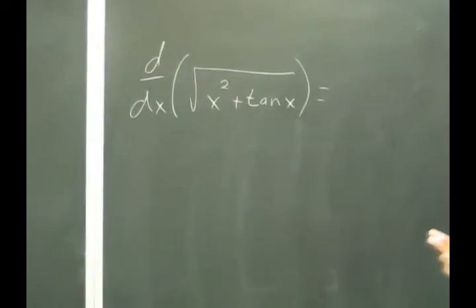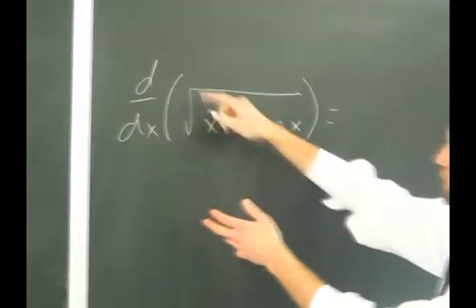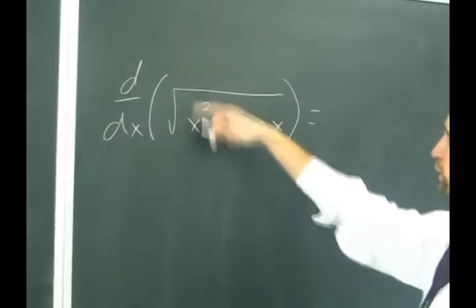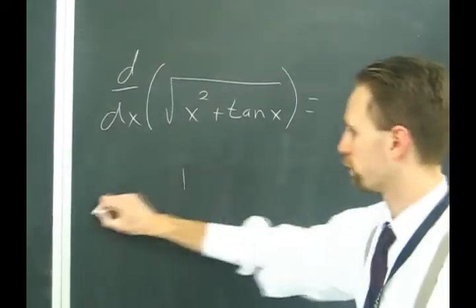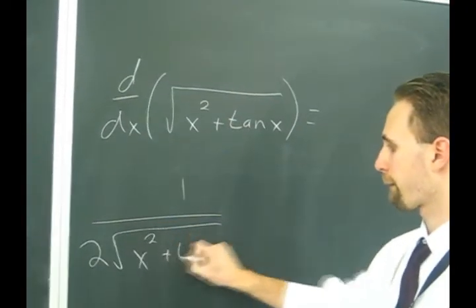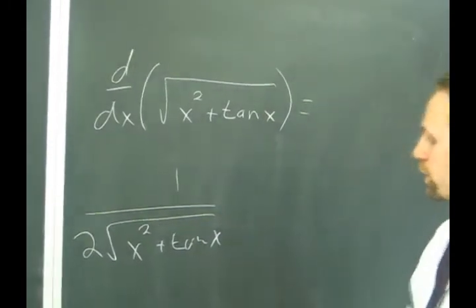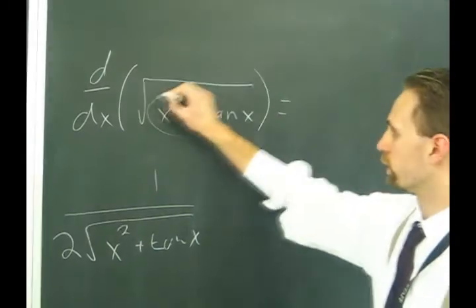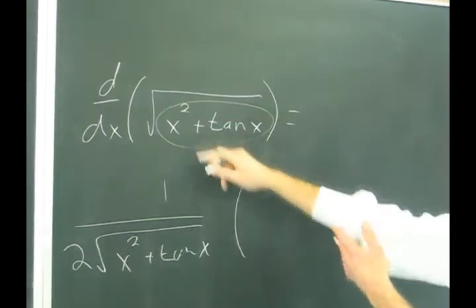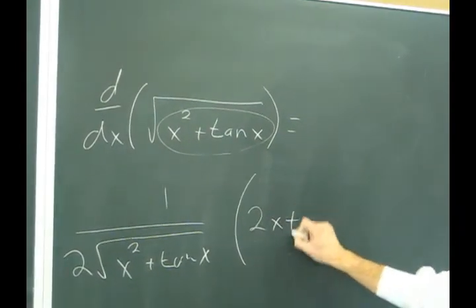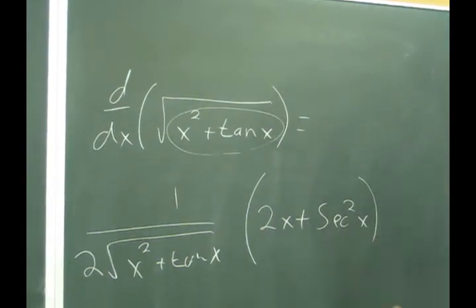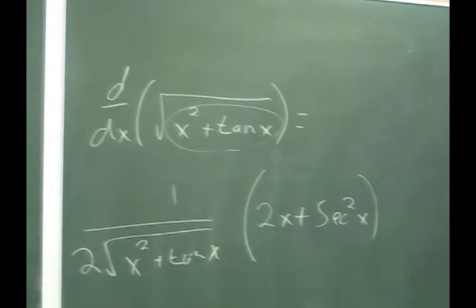What's the outside and what's the inside? The outside is the radical. It goes over the entire thing. So the derivative of the square root of something is 1 over 2 square roots of the whole thing. And you have to multiply that by the derivative of the inside function. So that's the derivative of x squared, 2x, plus the derivative of tan, secant squared. Just the product, like so.